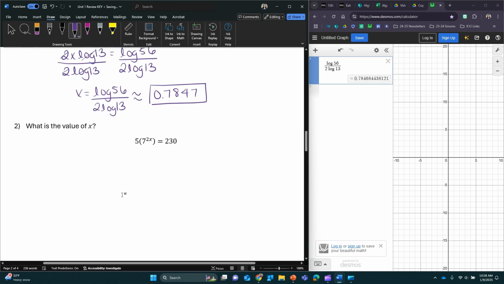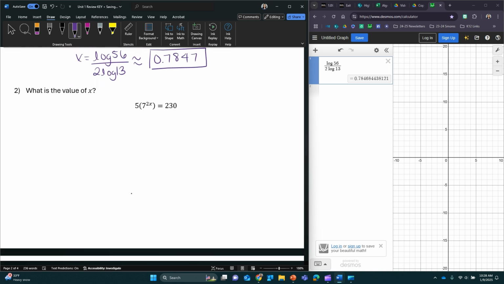So now let's try question two. So here we want to find the value of x, but notice my exponential term is not isolated, right? My 7 to the 2x is the exponential term, but it has that 5 in front. So I'm going to go ahead and start off by dividing both sides by 5. When I do 230 divided by 5, that's going to give me 46. So I have 7 to the 2x is equal to 46.